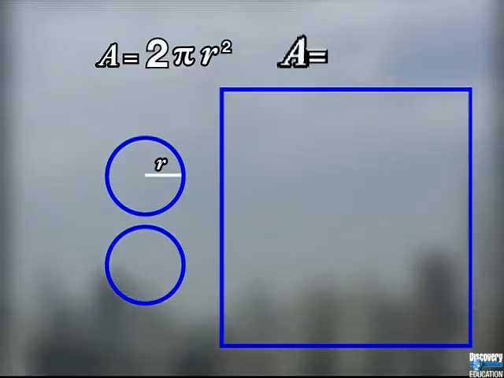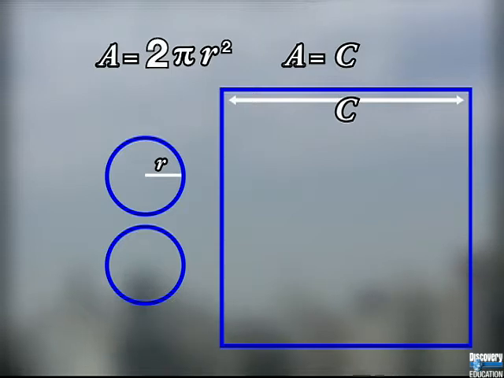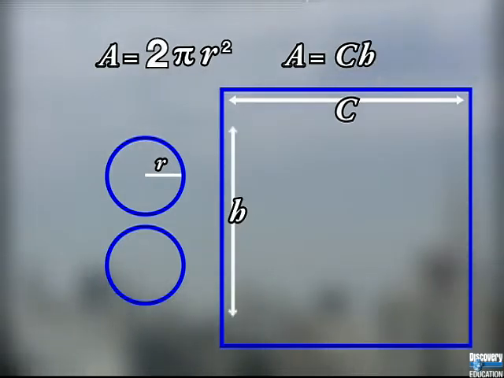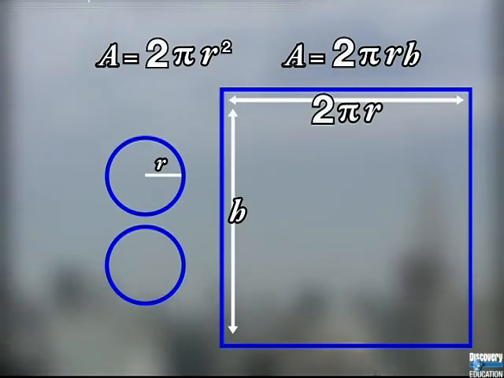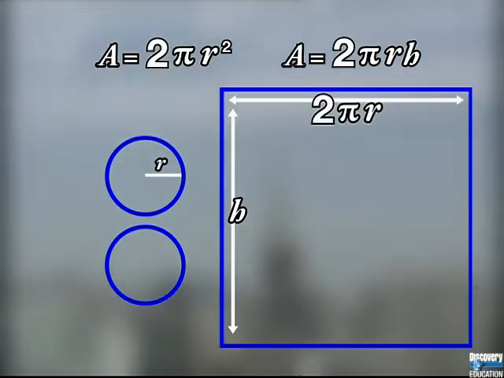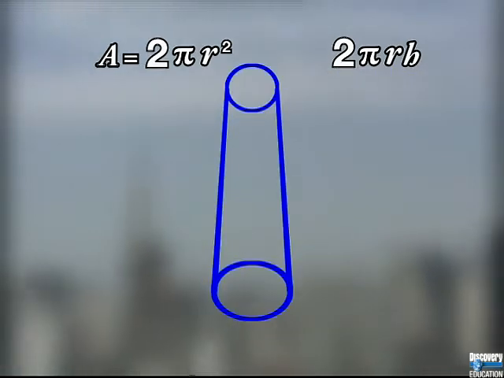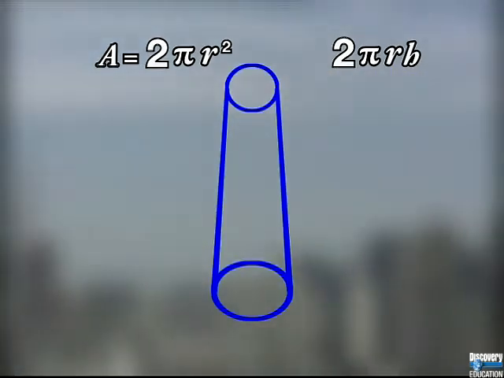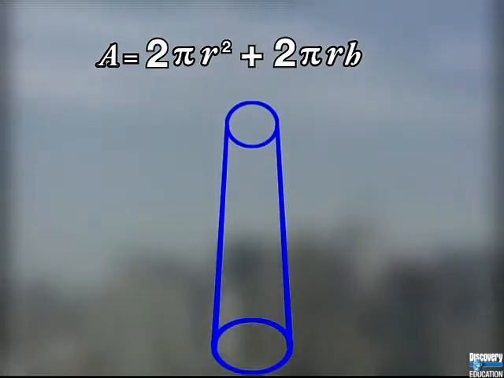For the area of the surface, take the circumference, the length of the rectangle, times the height of the cylinder. 2 times pi times the radius is the formula for circumference. Then multiply that by the height. The entire formula for the surface area of a cylinder is 2 pi r squared plus 2 pi rh.